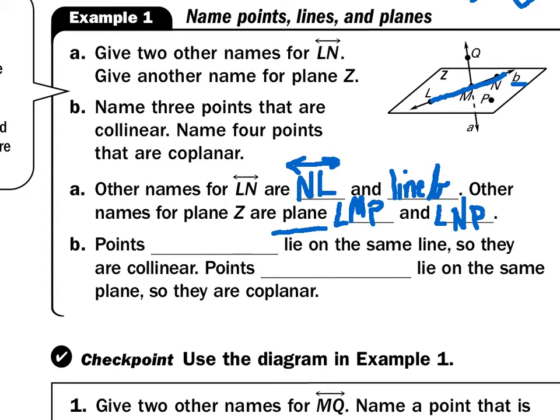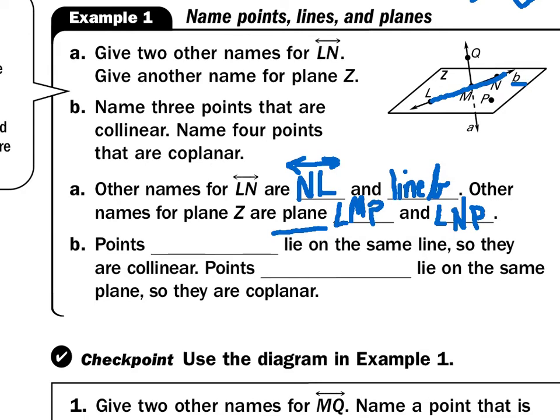Okay, so I need to use 3 letters that are not on the same line. That's why I couldn't say plane LMN, because that doesn't point to just one plane. I had to pick 3 points that are not on the same line.